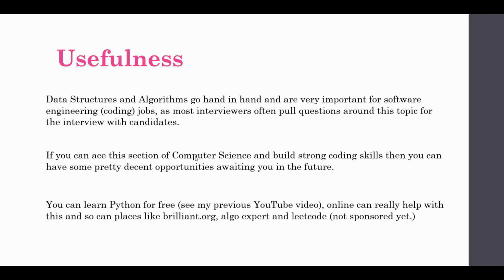So data structures and algorithms go hand in hand, especially for software engineering and coding jobs. Most interviewers will often pull questions around this topic for candidates. So it's very good to understand how they all work and what they are. Sometimes they just want to find out if you know what they are, but generally they'll give you a scenario, and the underlying nature of that scenario would be to use one of these data structures or algorithms.